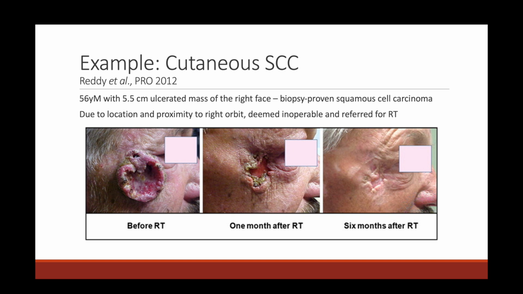As you can see from the images, focusing on the left side of the image, which is before the radiation therapy, the lesion is overlying the right zygomatic arch. It's extending anteriorly towards the right lateral canthus of the eye. Posteriorly, it goes to the edge of his hairline. The lesion was biopsied, and it was a squamous cell carcinoma. And due to the location and the proximity to the right orbit, this case was deemed inoperable and referred for definitive radiation.